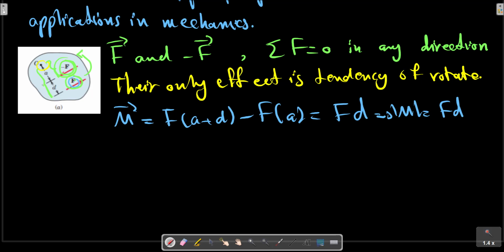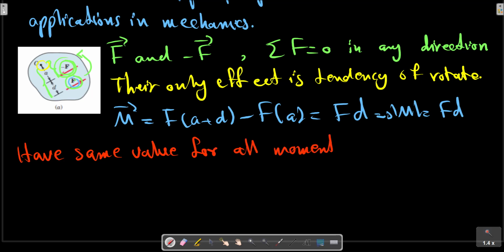Note especially that the magnitude of the couple is independent of the distance A, at which the forces are located with respect to the moment center O. It follows that the moment of a couple has the same value for all moment centers. Very important for couples.